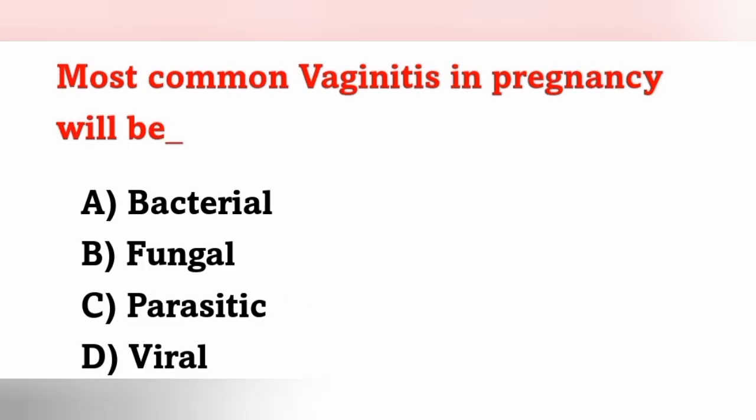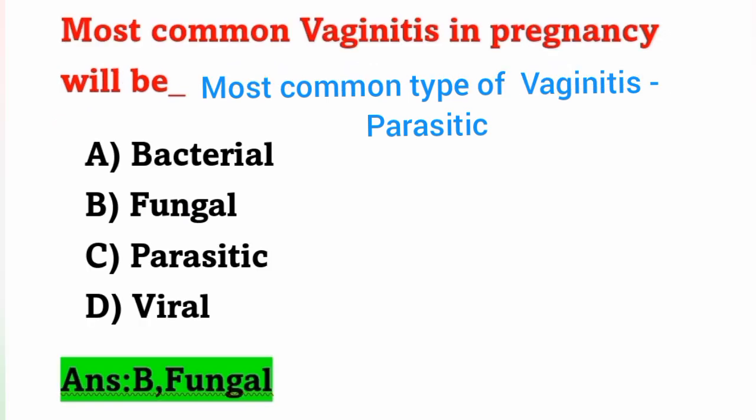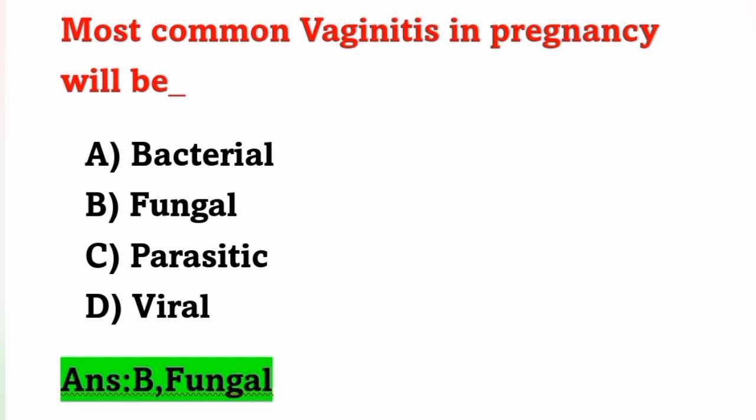And the next question, most common vaginitis in pregnancy will be? Option A, bacterial. Option B, fungal. Option C, parasitic. Option D, viral. The most common vaginitis, infection of the vagina, in pregnancy is fungal. Option B is the correct answer. Suppose the question is the most common type of vaginitis overall, then it is parasitic vaginitis. The most common type of vaginitis in pregnancy is fungal, and the most common type of vaginitis overall is due to parasitic infection.